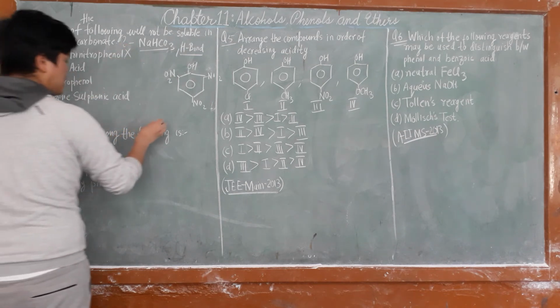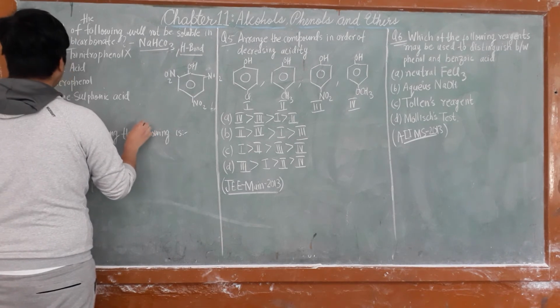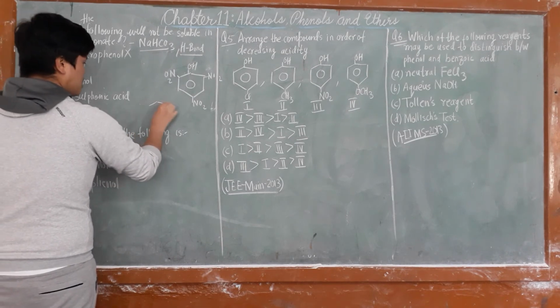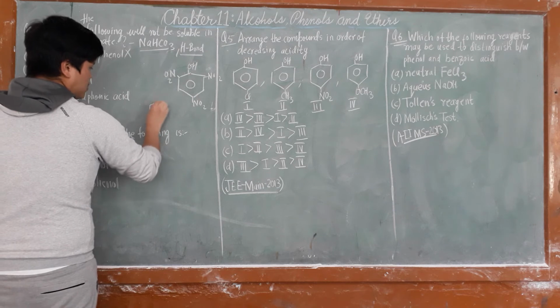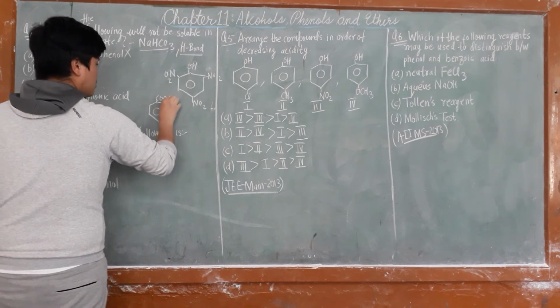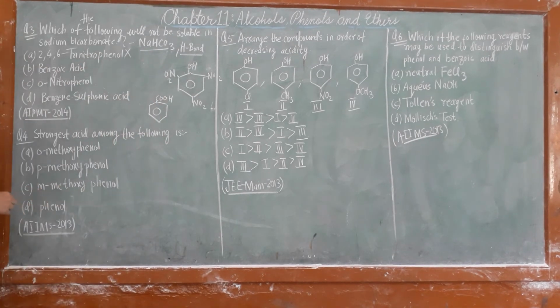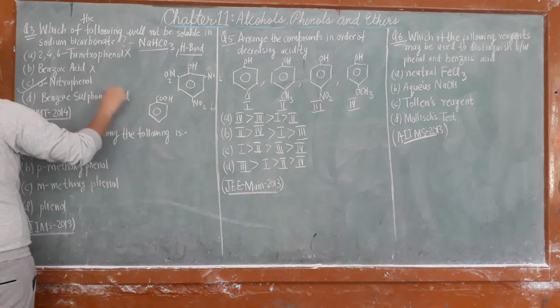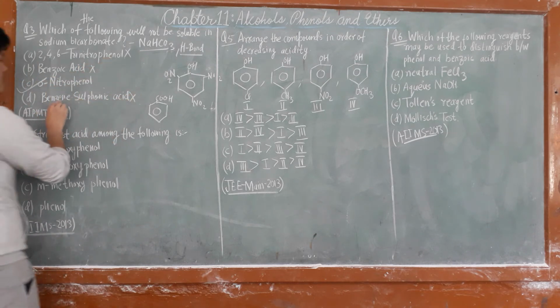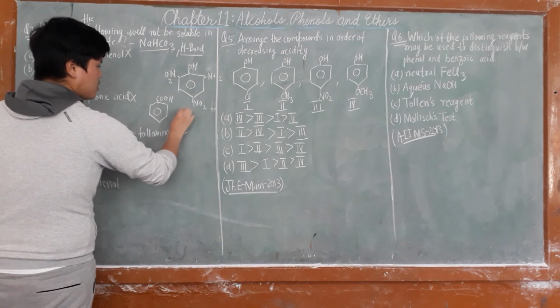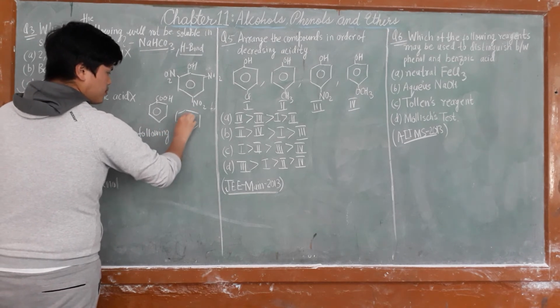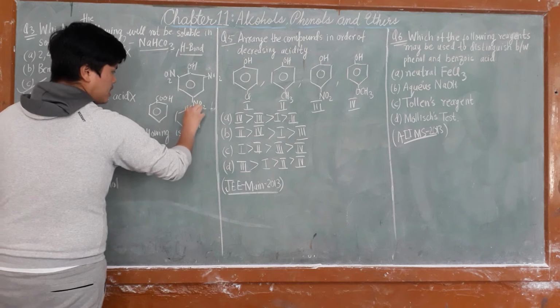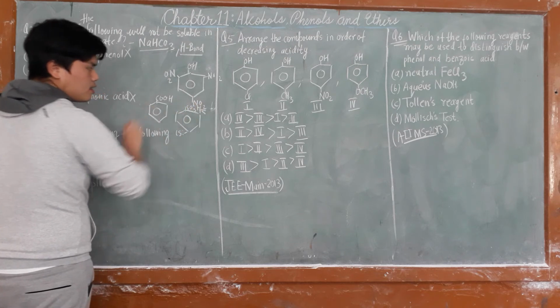Benzoic acid is soluble. In the benzoic acid you have free hydrogen, so it is soluble. Orthonitrophenol is not soluble. Okay, answer is C. Benzene sulfonic acid, you see SO3H, then H, so this is soluble.